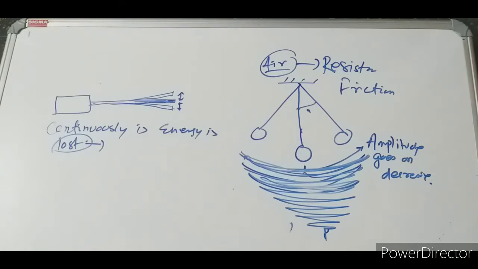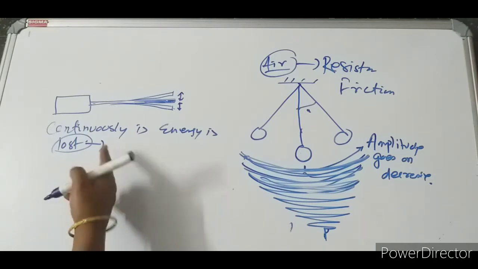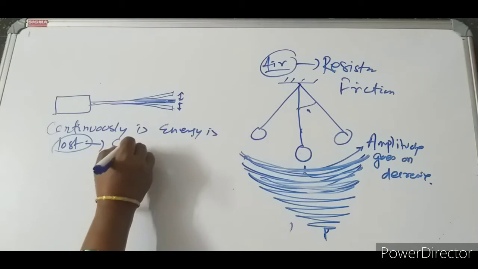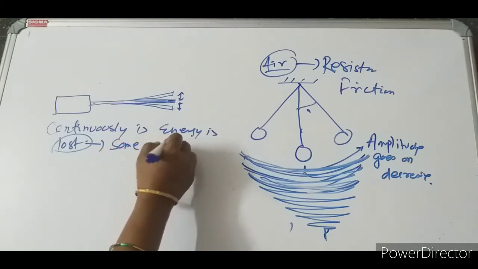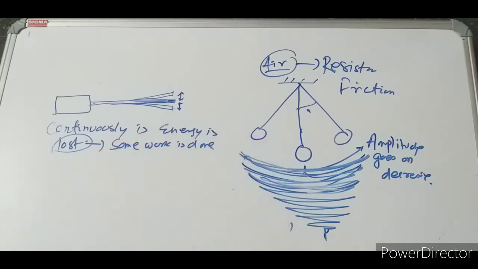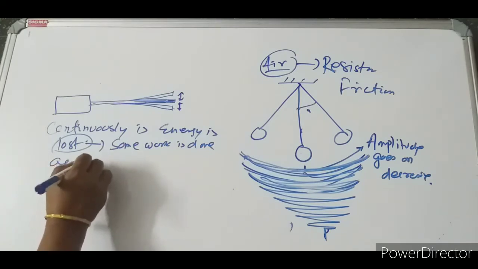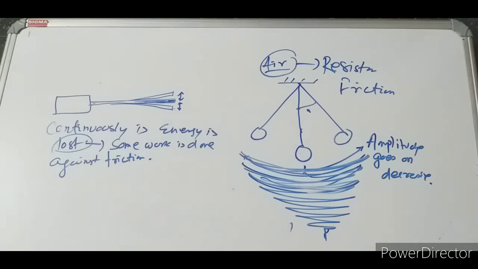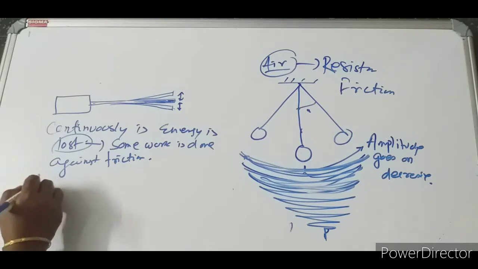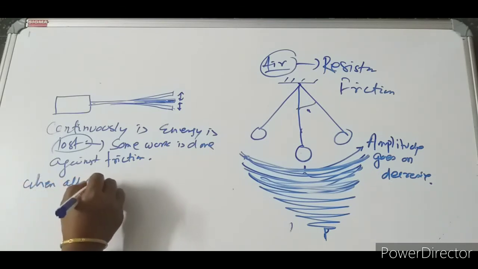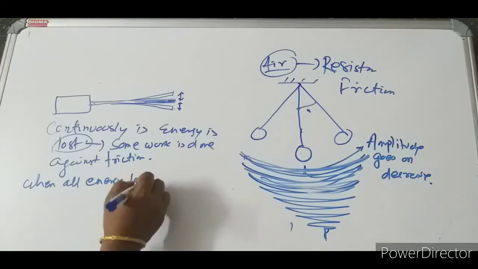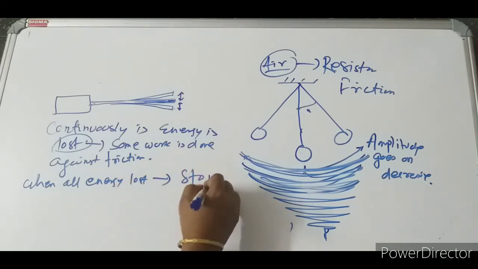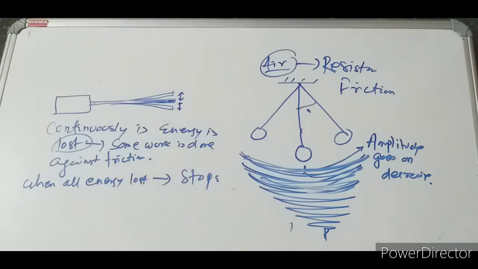It means that some work is done against friction. That is why there is a loss. And when all the energy is lost, then the body stops the motion. Understood? So here the same thing happens.